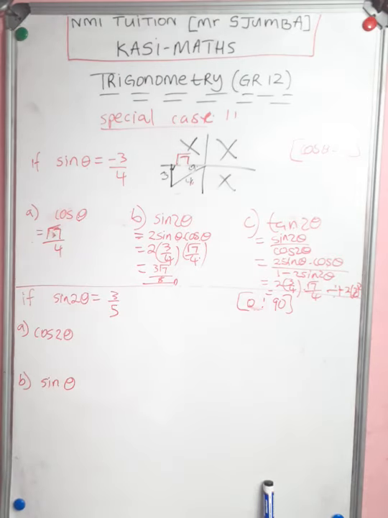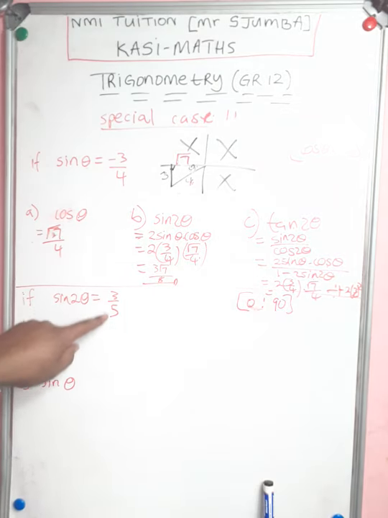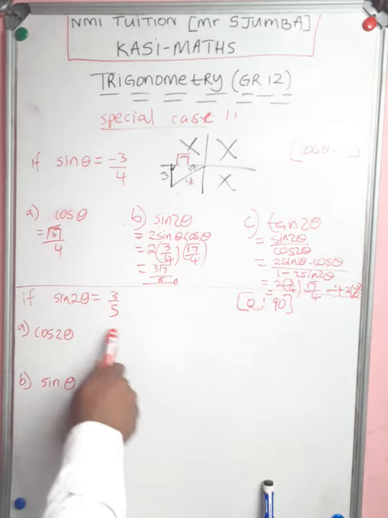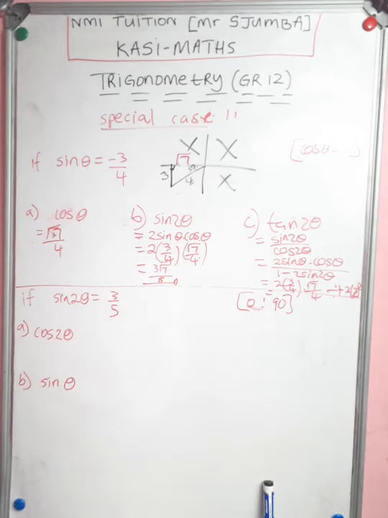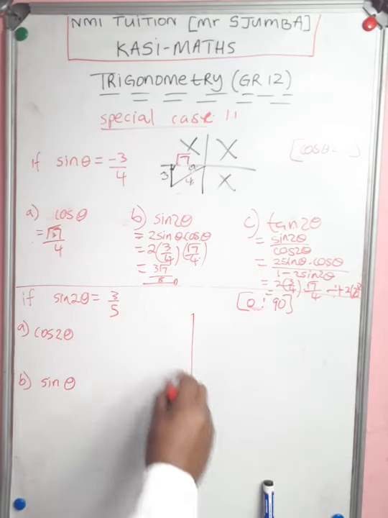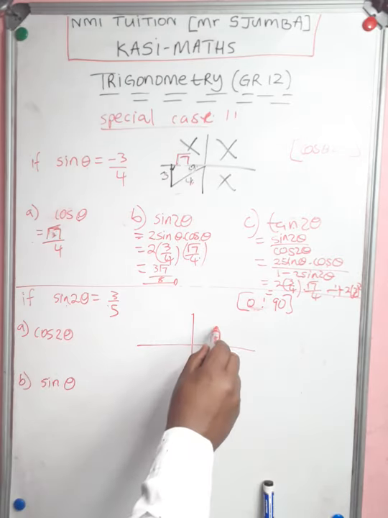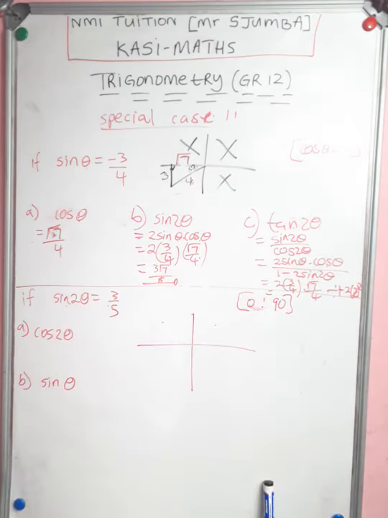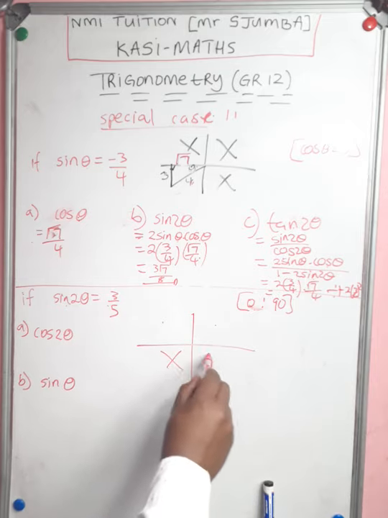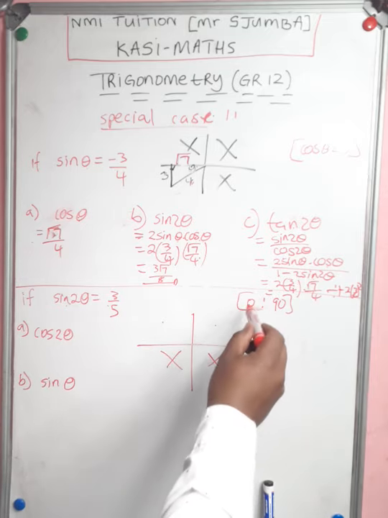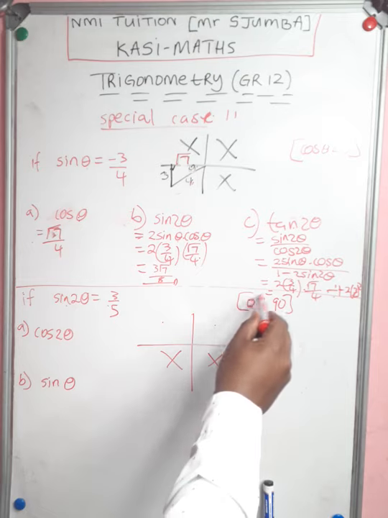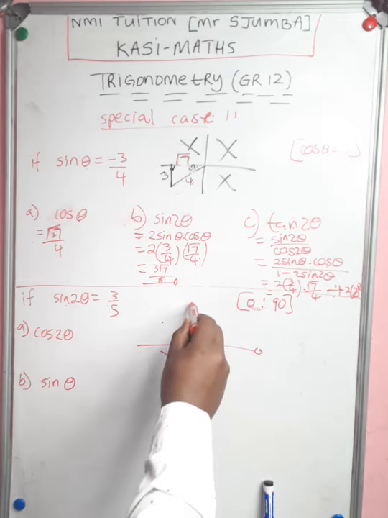We come back to this one. It's a different story now. If sine 2 theta is equal to 3/5, so it's equal to a number, so there is a restriction. So I'm going to draw a diagram. We have to draw where sine is positive. Sine is positive here and here. So these two are out, so the restriction is we should draw between 0 and 90. So this is our 0, this is 90.